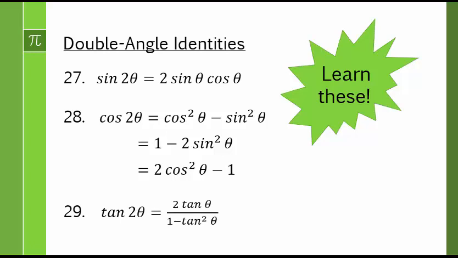The final double angle identity that you are responsible for is the tangent of 2 theta. That equals 2 times the tangent of theta divided by the quantity of 1 minus tangent squared theta.